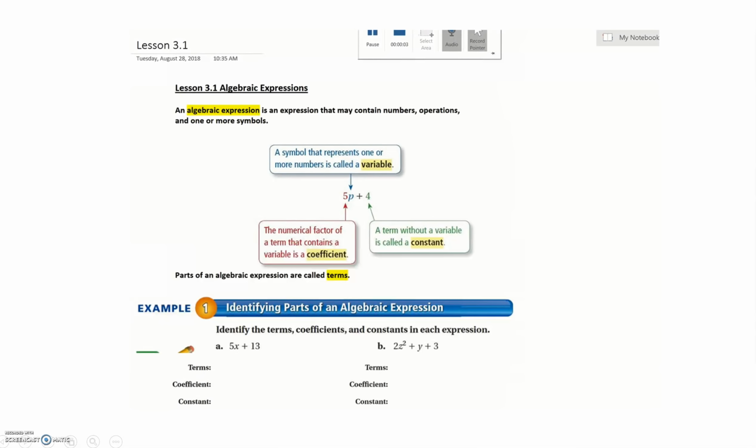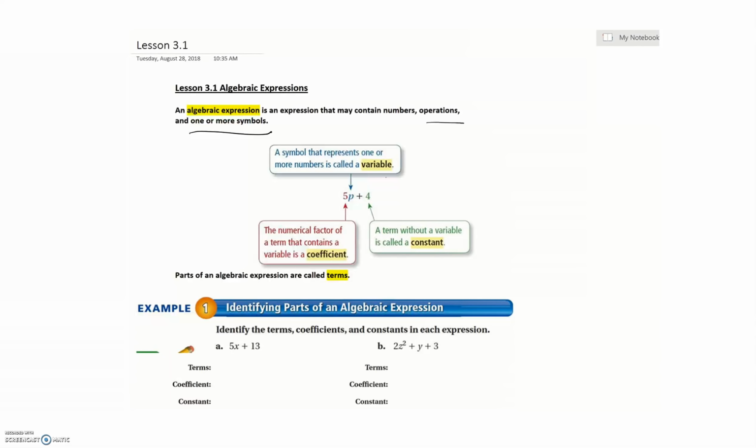Hey guys, we are going to start chapter 3 here. Chapter 3 is all about algebraic expressions. Okay, so we need to understand what an algebraic expression is. An algebraic expression may contain numbers, operations, and one or more symbols. Here's an example of what we're looking at.